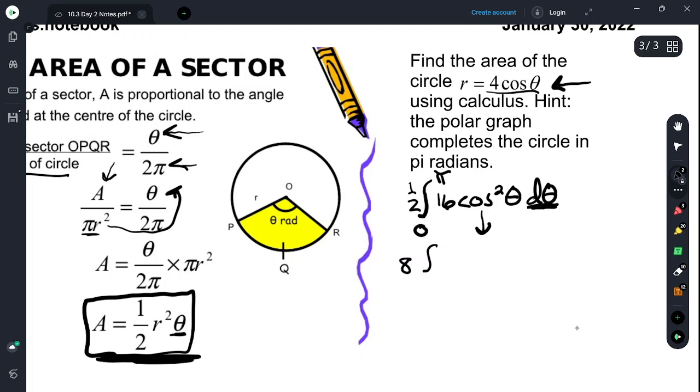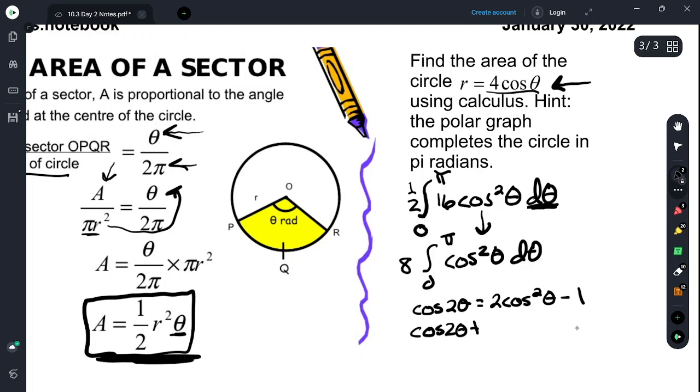So we have 8 integral from 0 to pi of cosine squared theta d theta, but we can integrate cosine of 2 theta. Cosine of 2 theta is 2 cosine squared theta minus 1. So if we add over 1, we get cosine of 2 theta plus 1 equals 2 cosine squared theta. Now we're going to divide by 2. So we're going to replace cosine squared theta with 1/2 plus 1/2 cosine of 2 theta. So let's make that replacement.